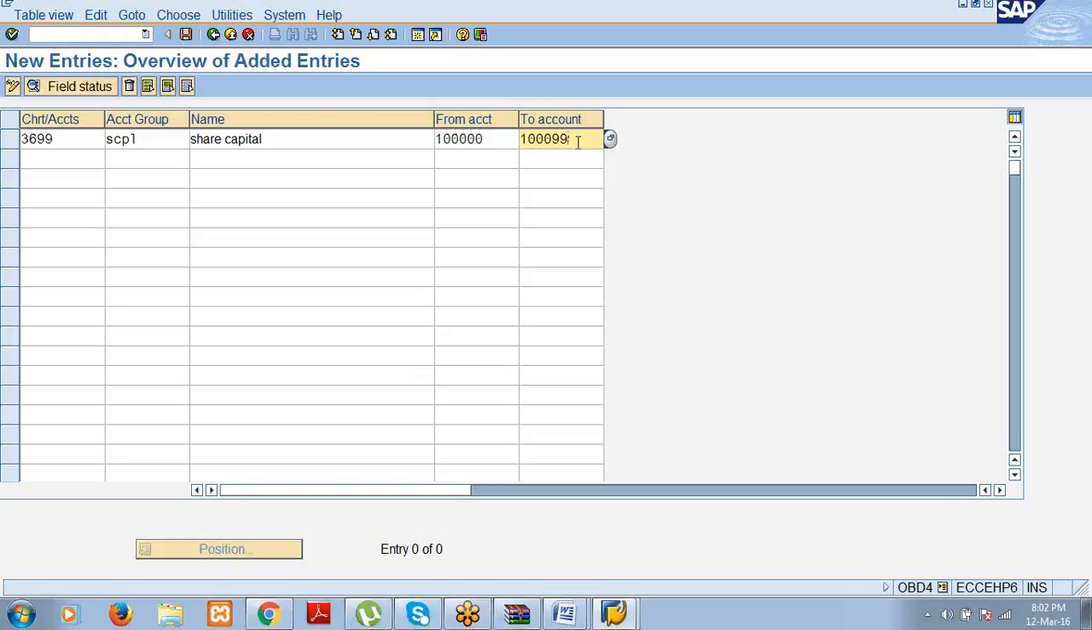Suppose if there is a need to create 500 GL accounts under the shared capital account group, you have to maintain the number range accordingly. 1 lakh to 1 lakh 499. So just like that in our training class, I am maintaining a range of 100 for every account group. But in the real time, how do we know how many number of GL accounts you have to create under the shared capital account group?